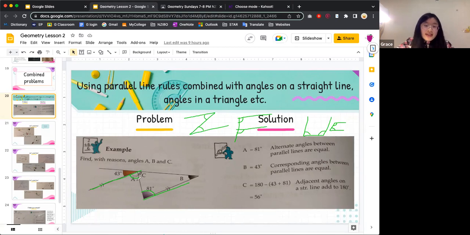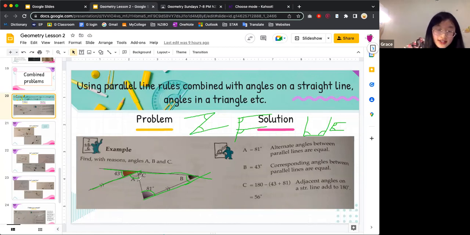So we've got a Z here, so we've got alternate angles, and A is equal to 81. We've also got corresponding angles. This one's a little trickier to spot, but in this diagram there are two transversals, right? This transversal here makes angle B and 43. These two are corresponding and they're equal.